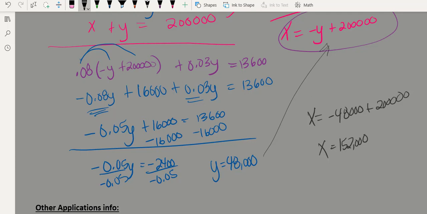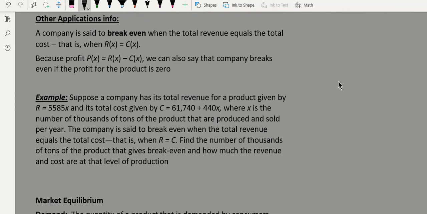So the X amount of values, if she's putting in that 8%, is going to be the 152,000, and for the Y is going to be 48,000. All right.